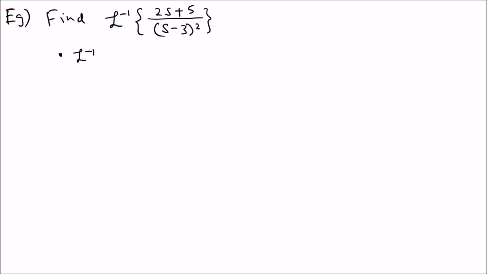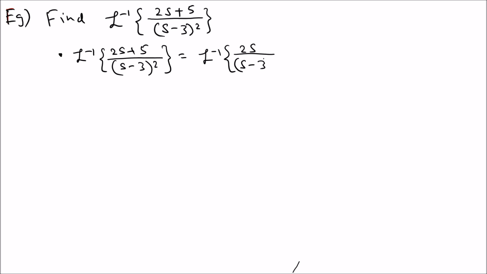So use the linearity, so it's L inverse of 2s plus 5 over s minus 3 squared, which is equal to, what's the first term you're going to get? Well, the linearity is there, so that means this is L inverse of 2s over s minus 3 squared. That's the first term. And then from the second term, you're going to get L inverse of 5 over s minus 3 squared.